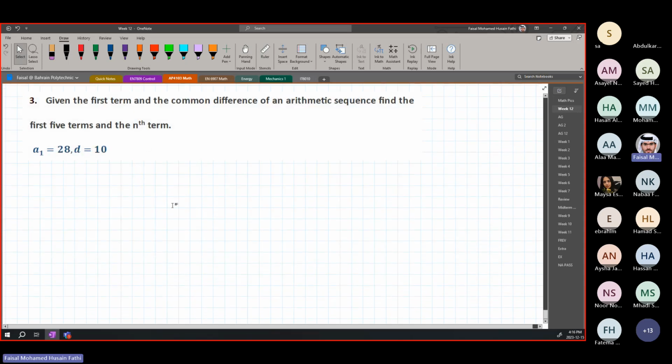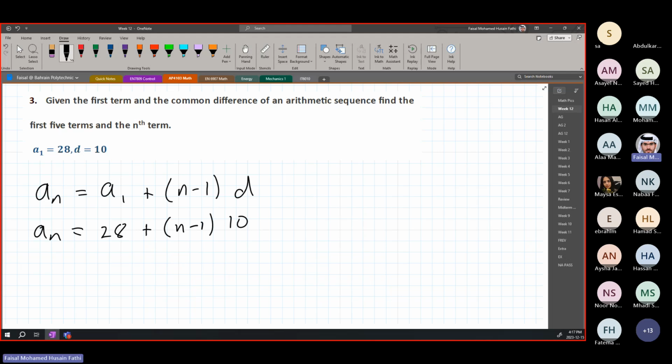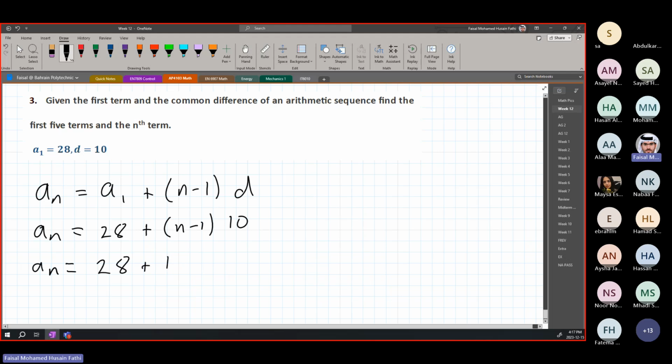Given the first term and the common difference of an arithmetic sequence, find the first 5 terms and the nth term. Super easy. You have A1, you have D, you can find anything you want. So since we're given A1, let's find the AN equation. What is AN equation? It's A1 plus N minus 1 D. So AN is equal to 28 plus N minus 1 times 10. It's equal to 28 plus 10N minus 10. I'm just distributing quickly, I'm pretty sure you all know the math, so it's 18 plus 10N.